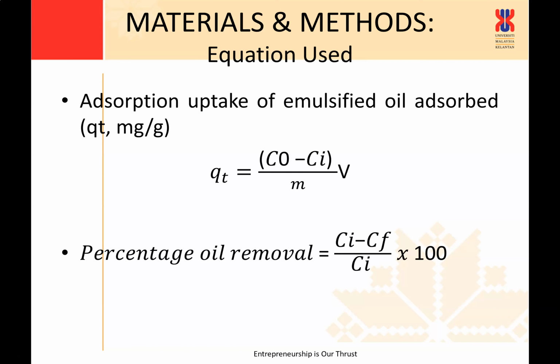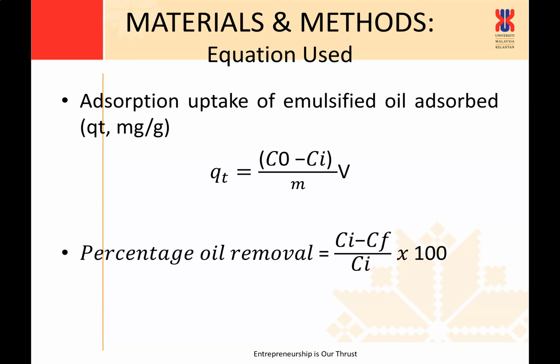Okay, this is the equation used to calculate the adsorption uptake of emulsified oil. Q equals C0 minus Ci divided by M and multiplied by V, where C0 and Ci were the initial and final emulsified oil mass concentration, V is the volume of the wastewater sample, and M was the mass of Corncob carbon.